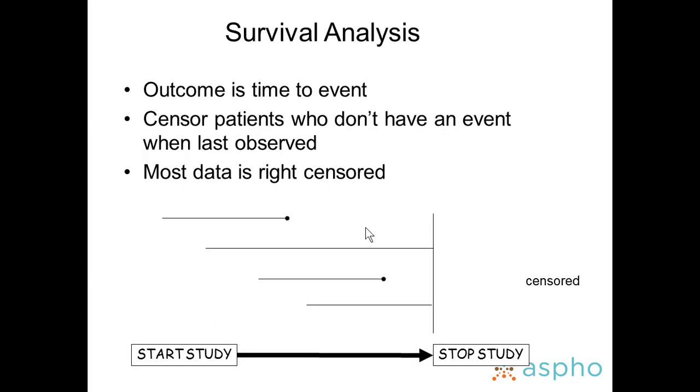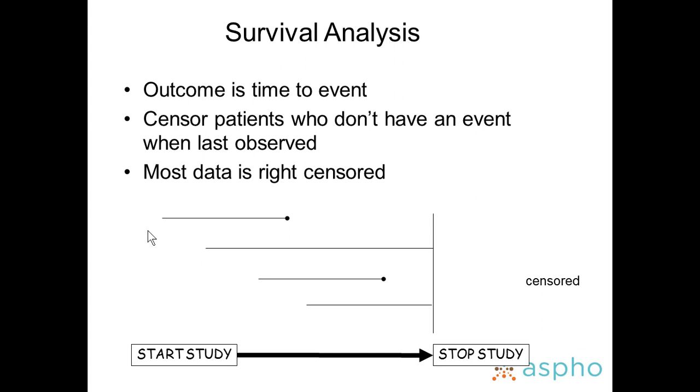So in survival analysis, my outcome is time to event. It could be time to any event. It doesn't have to be a live or die event. And the advantage of a survival analysis is it allows you to censor patients who don't have an event when they were last observed. And most data are right censored. And this example will probably make this more clear.